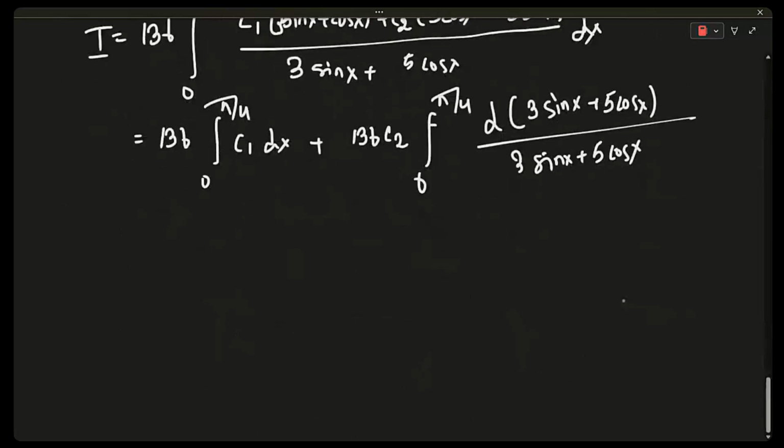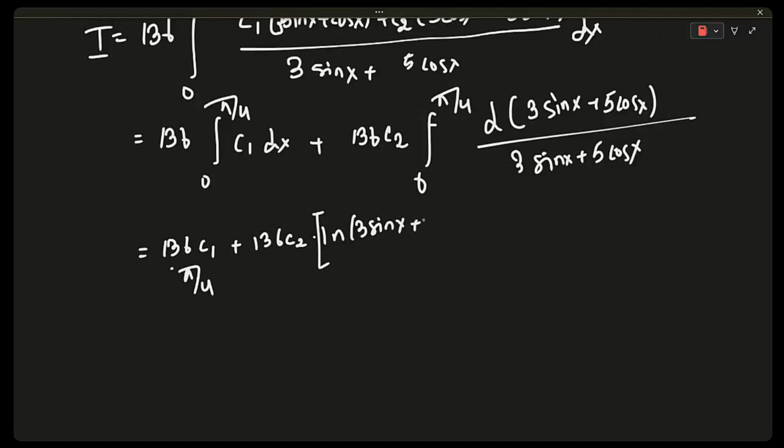First one is 136 C1 times x, from 0 to pi by 4. Second one is 136 C2 into ln of 3 sin x plus 5 cos x, and this integral goes from 0 to pi by 4. Let us try and do this. 136 common, so C1 pi by 4 plus C2.